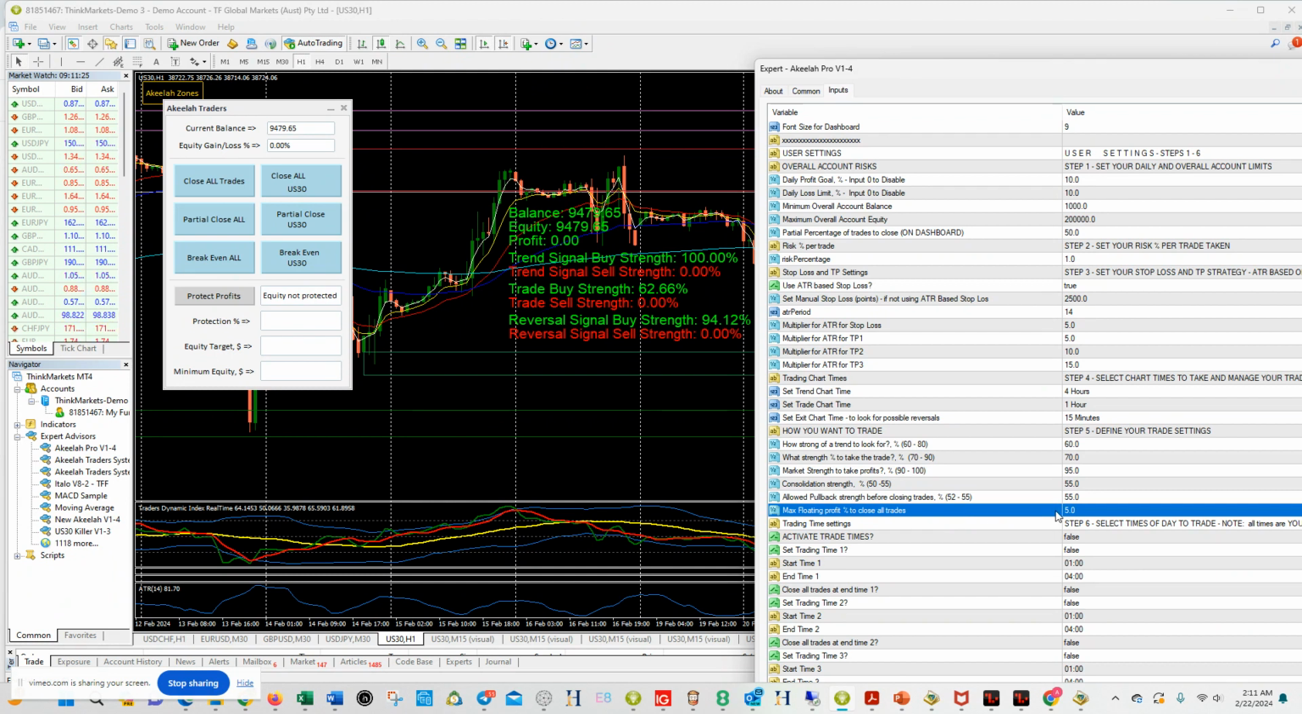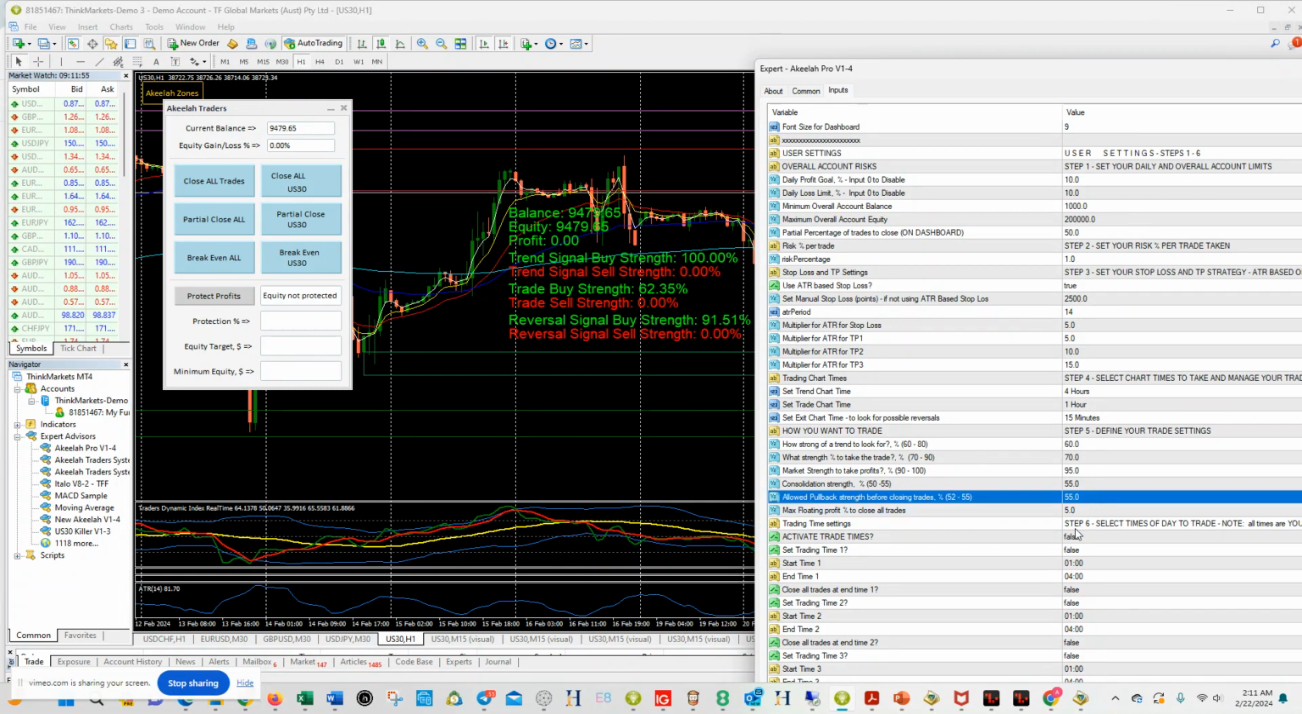Okay, next one is the max floating profit percent. This is where I can say, if I'm in a current trade, and maybe I'm not sure if this trend is going to continue, I want you scanning based on my overall account size. If my floating profit reaches greater than, say, 5% in this example, then close out the trades, take my profit, and look for another opportunity to get in. I can specify whatever I want this number to be.